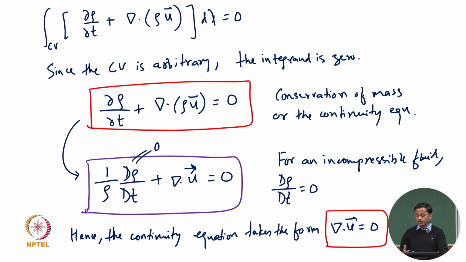So for an incompressible fluid, this limitation has been set by the property of the fluid itself. The property of the fluid is now putting a restriction on the velocity field that is admissible in the fluid. So incompressible flows cannot have any arbitrary velocity fields. They should satisfy that the divergence of the velocity field should be zero. This is what the conservation of mass for an incompressible fluid tells us.